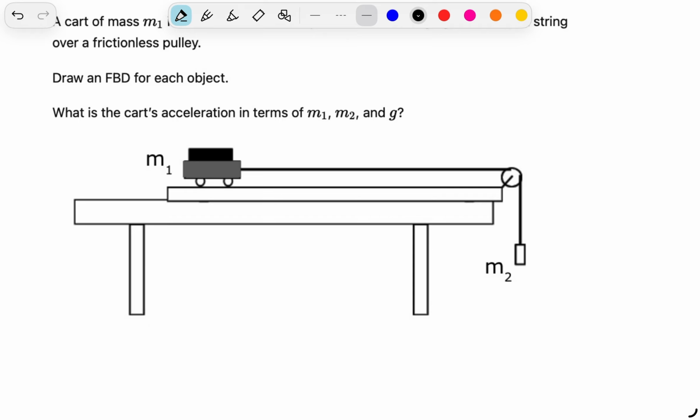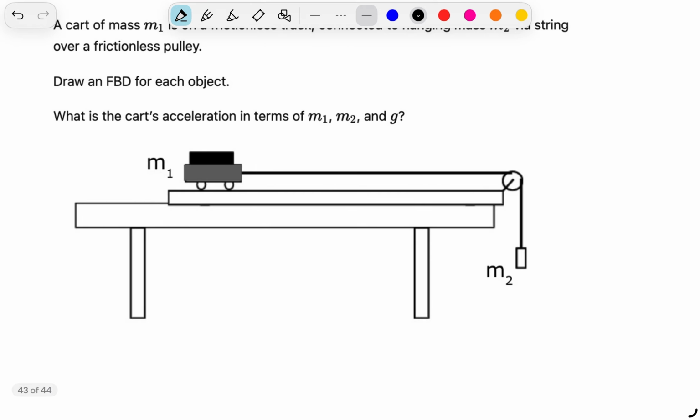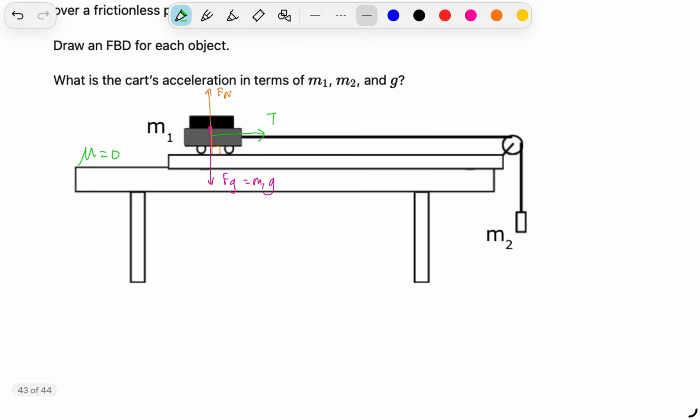So what we're going to do is, for M1, we have a downward force of gravity acting at the center of mass, which is equal to m1g. We also have the normal force from where the object touches the ground, and that is going to be straight up, perpendicular to the ground. We also have the force of tension acting to the right, and you have no frictional force because this is a frictionless surface. So those are just the three forces that we are going to have.